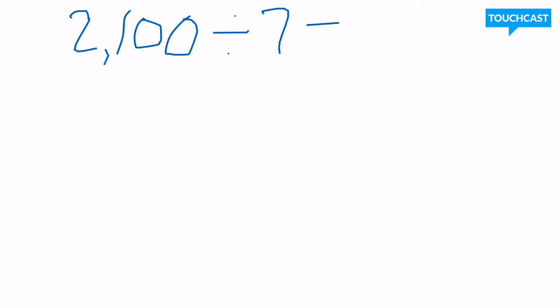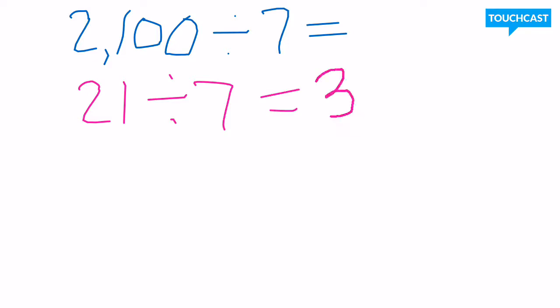So we want to be able to find the quotient of 2,100 divided by 7. And in order to do that, we are going to use the basic fact and place value. So our basic fact for 2,100 divided by 7 is 21 divided by 7. And I know my basic fact, 21 divided by 7 equals and has the quotient of 3.